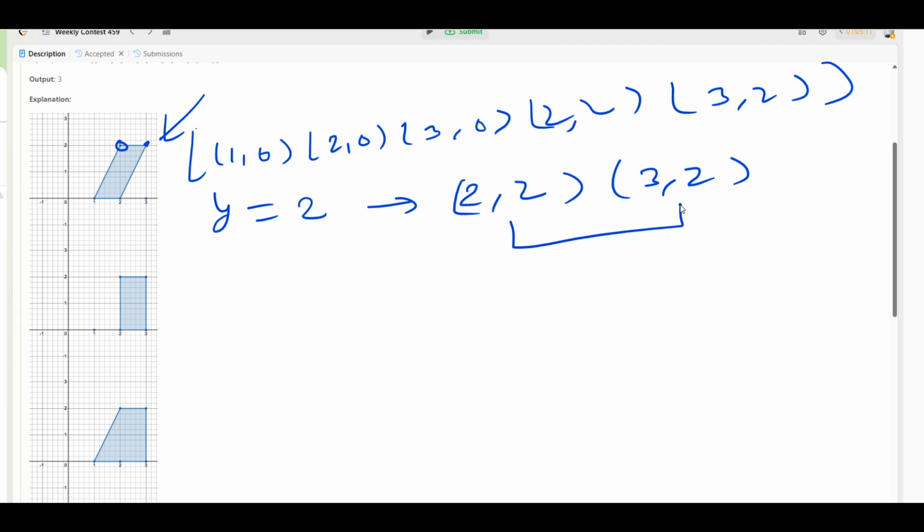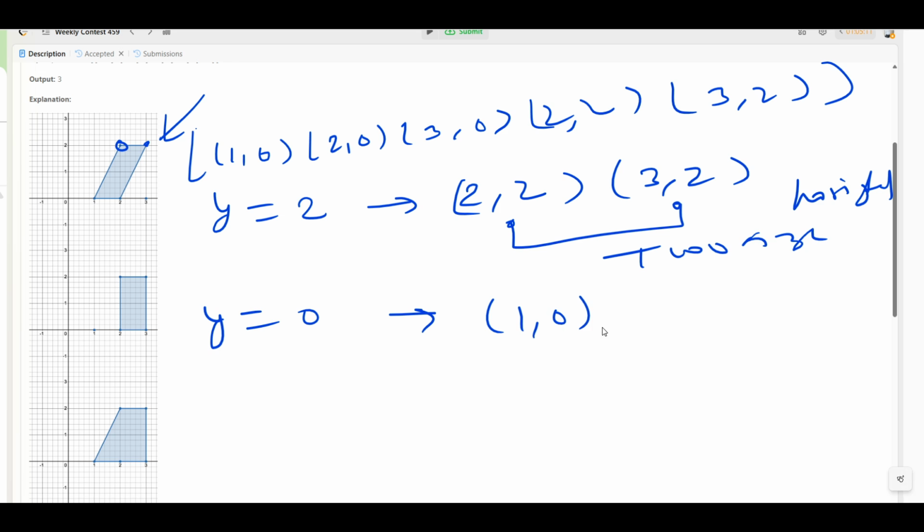So if we connect these 2 points, we can say at y equal to 2, the side is horizontal. How many horizontal sides are there? 2 sides, we can say. Then when y is equal to 0, we have 1 0, another is 2 0, and another is 3 0. So there is a bottom side.